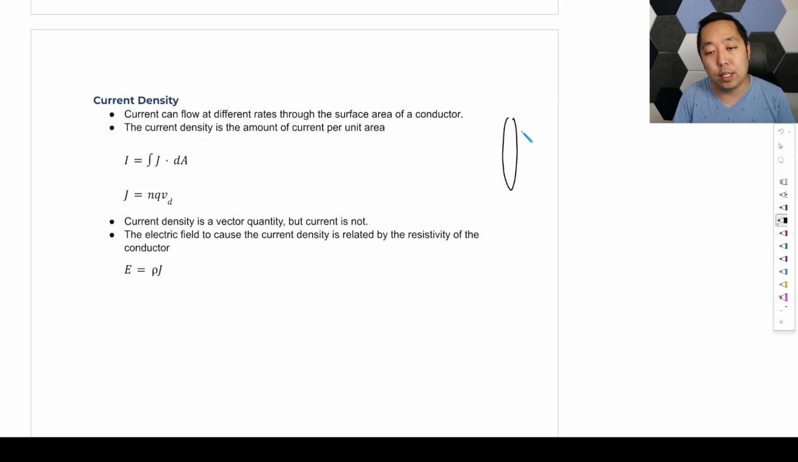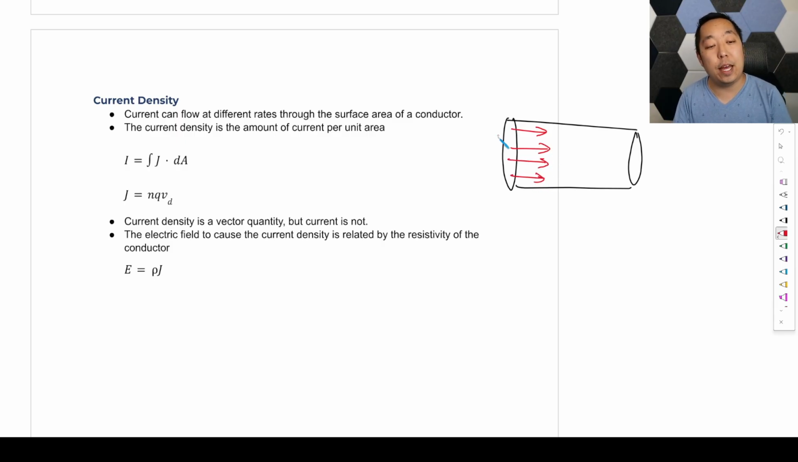So if you think of a conductor and you think of, oh, we have charges here, here, here, here, all throughout the area of this. If we divide by the area, that's the current density. Okay, so it's the current per area if you want to look at it a very simple way.